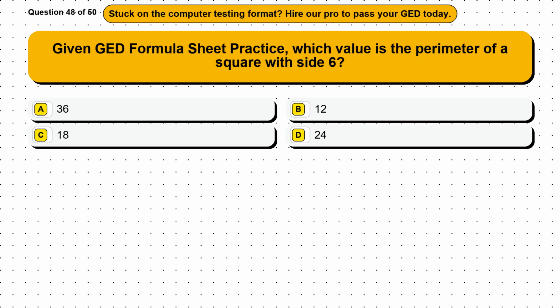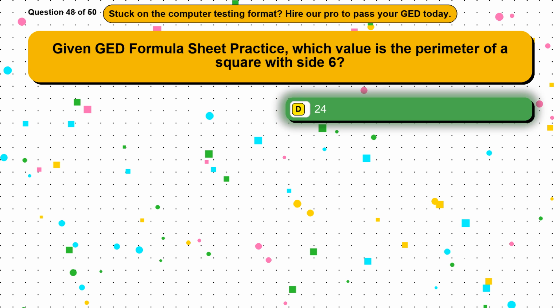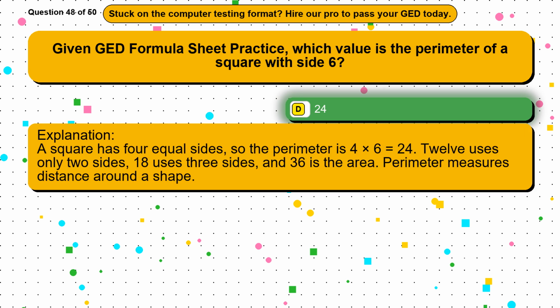Question 48. Given GED formula sheet practice, which value is the perimeter of a square with side 6? Option A, 36. Option B, 12. Option C, 18. Option D, 24. The correct answer is option D, 24. A square has 4 equal sides, so the perimeter is 4 times 6 equals 24. 12 uses only 2 sides, 18 uses 3 sides, and 36 is the area. Perimeter measures distance around a shape.